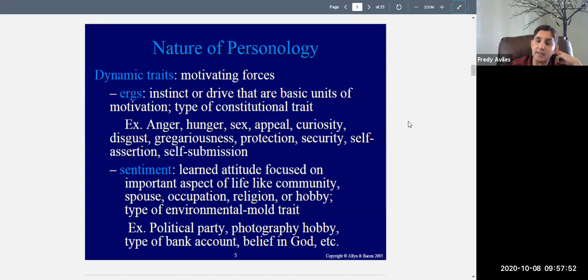But ergs are basically things that are instinctive that drive our behavior. You can think of them as basic biological drives. And an erg is a type of dynamic trait.